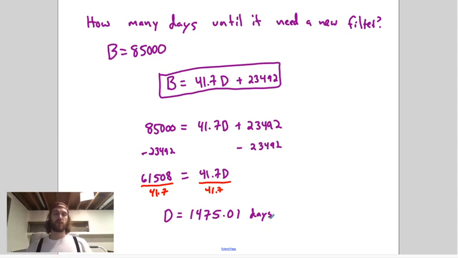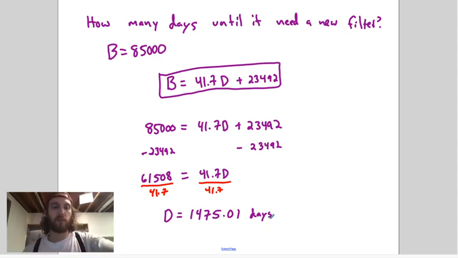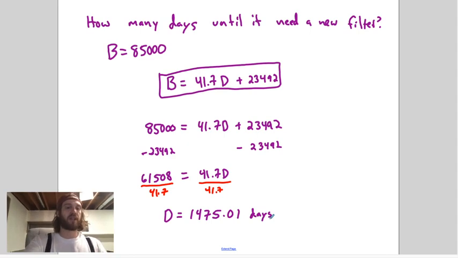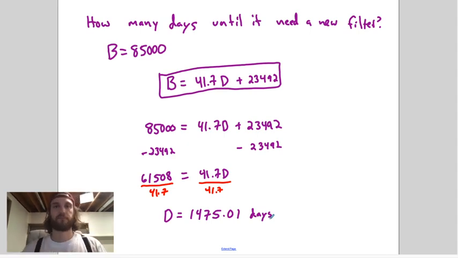Now this is useful if you're like the custodial staff and you're trying to plan, hey, do we want to spend a bunch of money on replacing our filters, or do we want to spend that money elsewhere? Because sometimes money from a budget doesn't carry over between years, right? So if you've got money you're trying to allocate, this is maybe a good tool for planning. Linear equations. Oh boy.